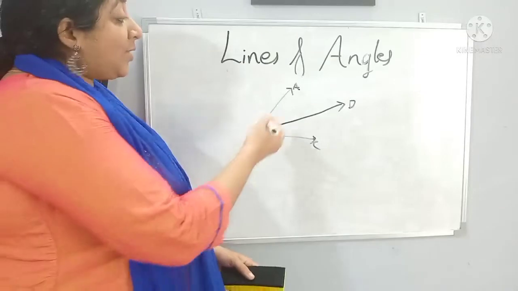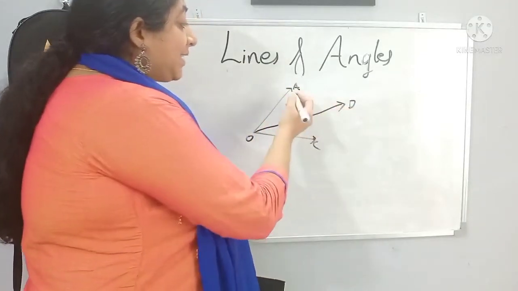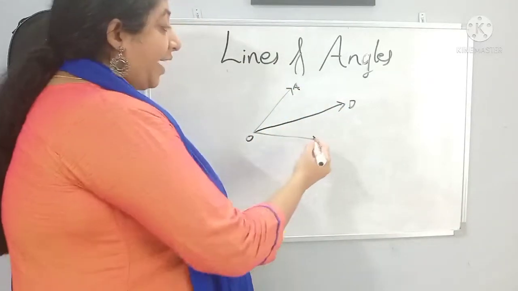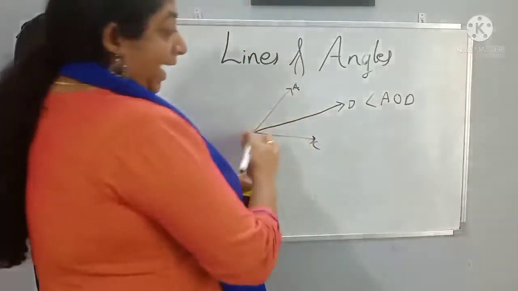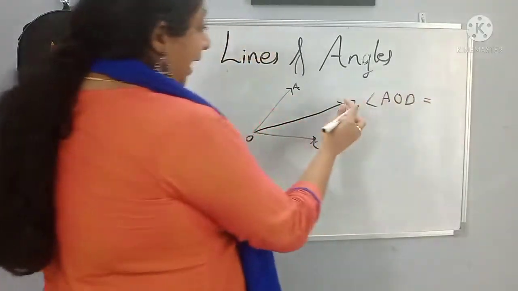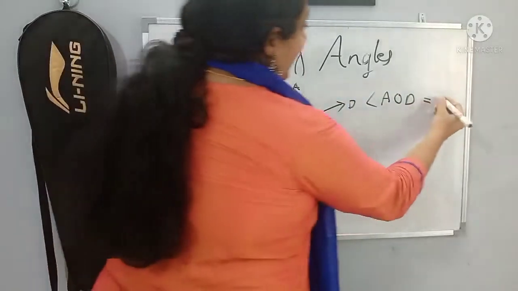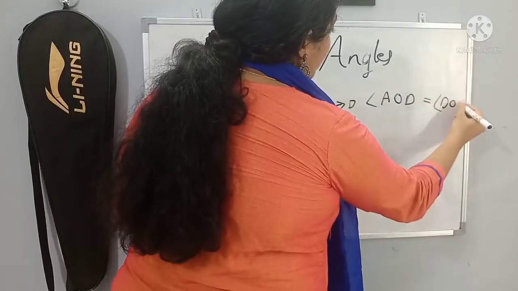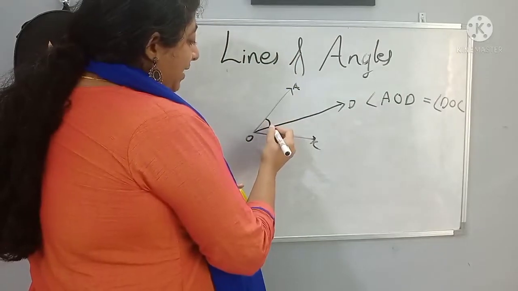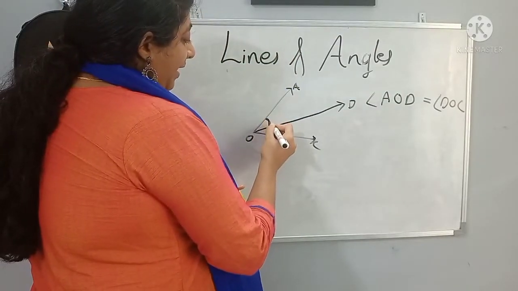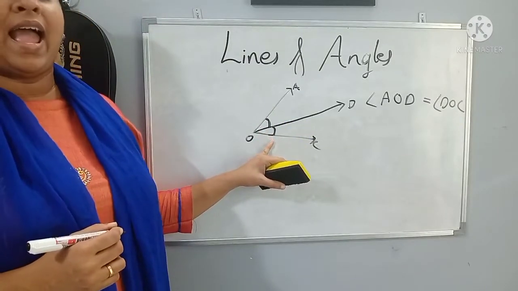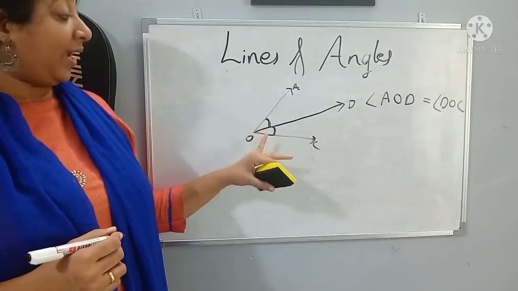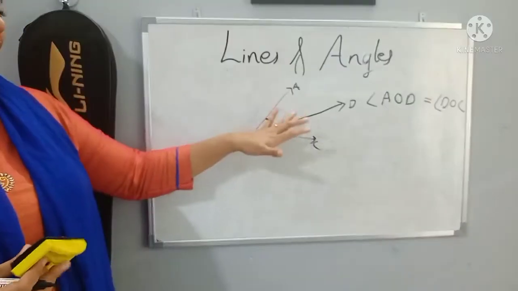Is it, children? So angle AOD is equal to angle DOC. I will write here: angle AOD is equal to angle DOC. So these two angles will be the same. Here one angle is there, here one angle is there. These two angles will be the same. This is known as the angle bisector.